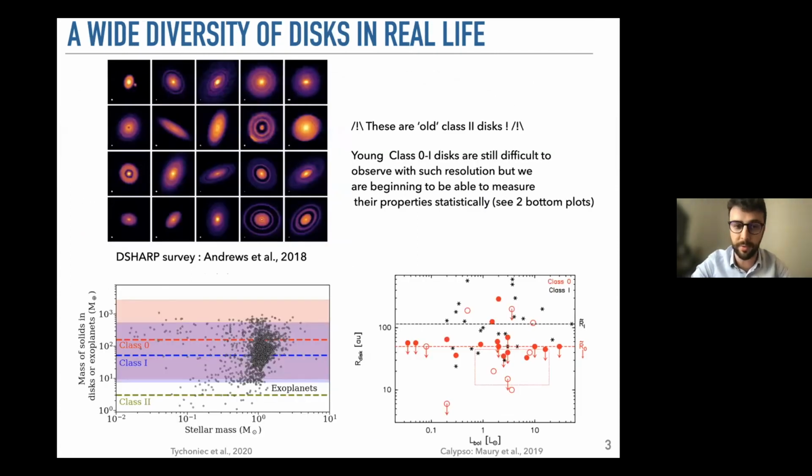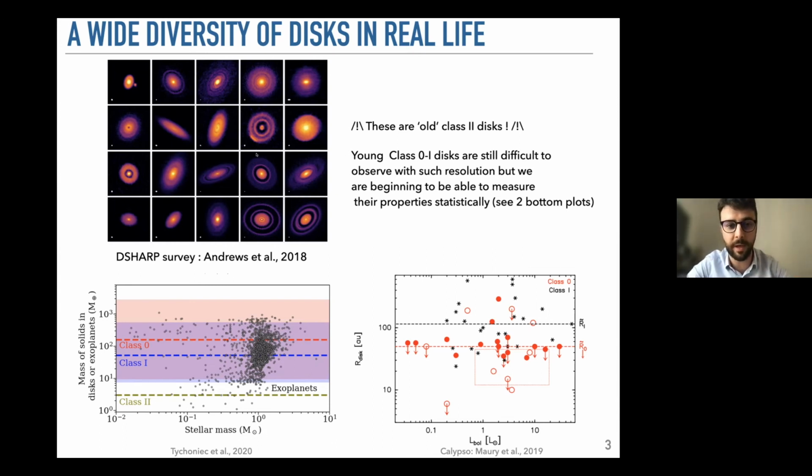Why do we need to do that? So the first reason is simply that the disks are connected to the large-scale environment, so it's very important to take into account all the large scales. And the second important point is that there is a very wide diversity of protoplanetary disks in real life. Here I show you an example of observations of all the class 2 disks from the DSHARP survey, where you see that there are quite a lot of features in the disks, they are all different, with different masses and radii. So if we want to have an idea of what makes these disks so different, we need to form them self-consistently within one simulation.